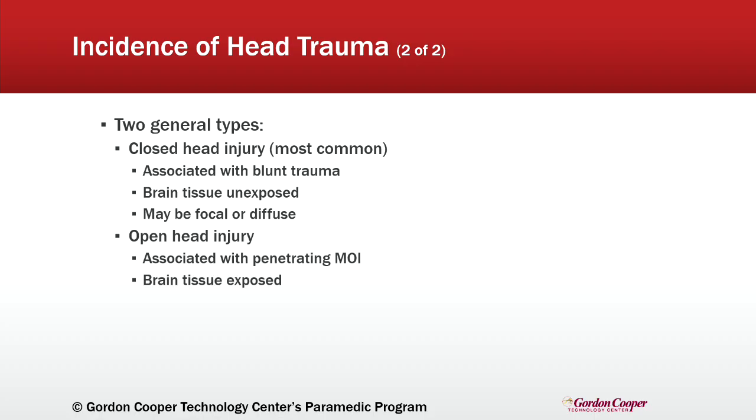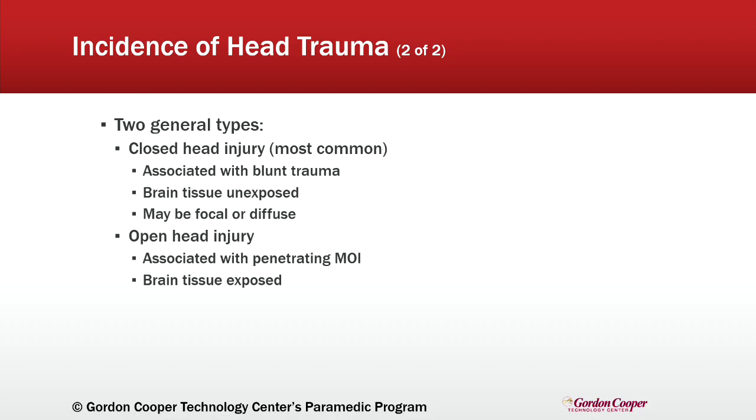Closed head injuries are the most common type and are caused by blunt trauma. In a closed head injury, the dura mater is undamaged and the brain tissue is not exposed to the outside. These injuries can result in skull fractures as well as traumatic brain injuries. They may be either focal, meaning they are limited to one specific area of the brain, or diffuse, where they may be much more spread out and are much more complicated by increased intracranial pressure.